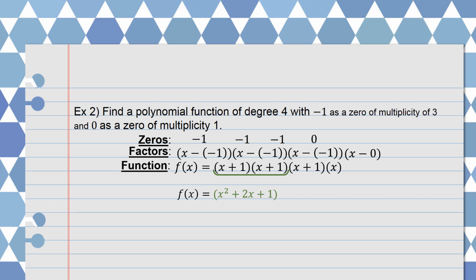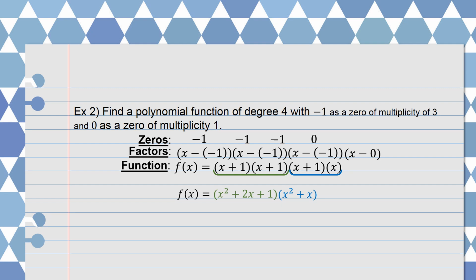Hopefully you found the result to be x squared plus 2x plus 1. Now look at the last 2. We have x plus 1 times x. Take a moment now to multiply that. Hopefully you found the result to be x squared plus x.